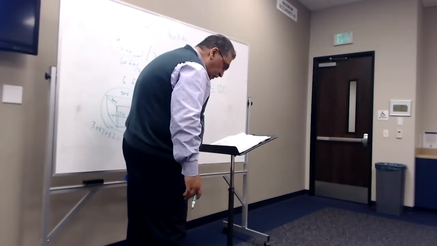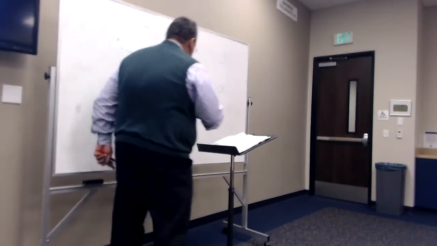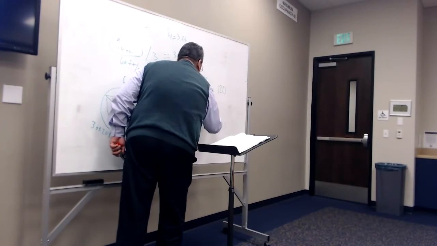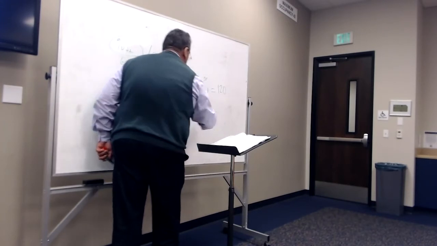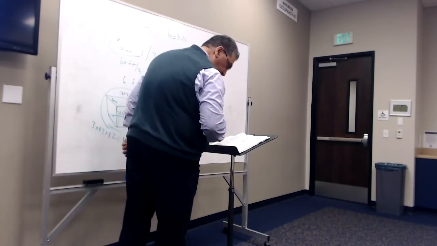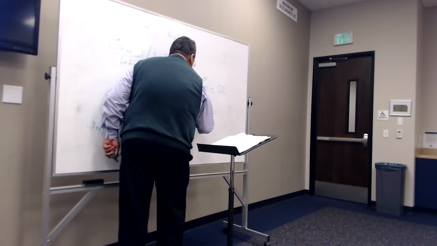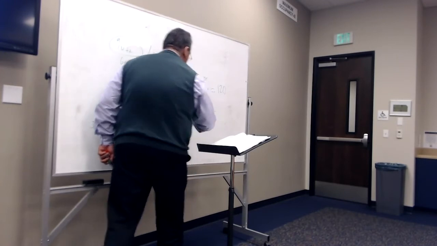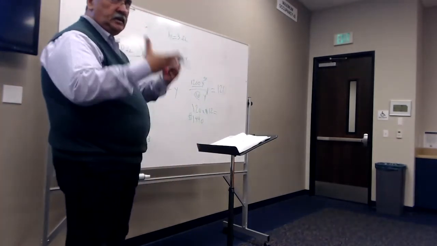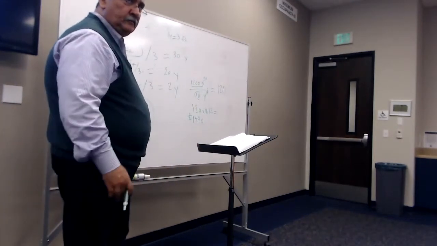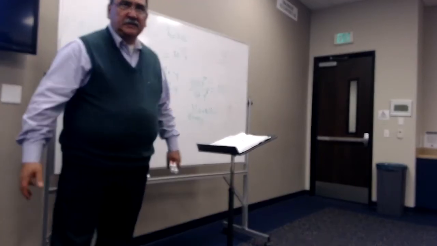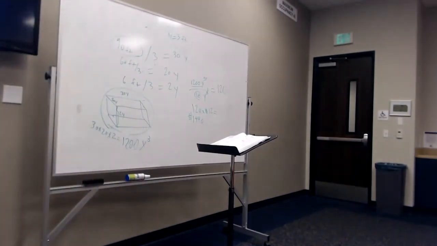And for each load, it costs how much? $12. So 120 times 12 would be 1,440. This is how much it costs just to dig the hole. This is the value of geometry. It can be helpful in different ways.